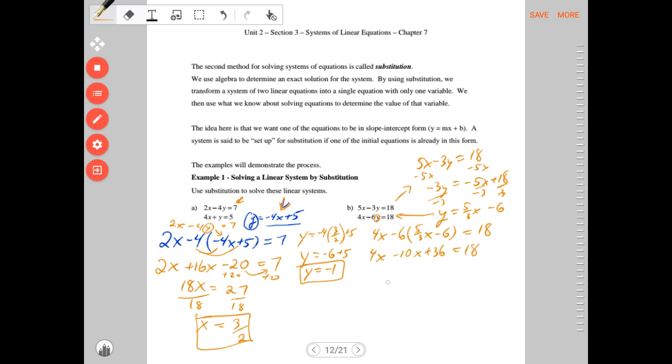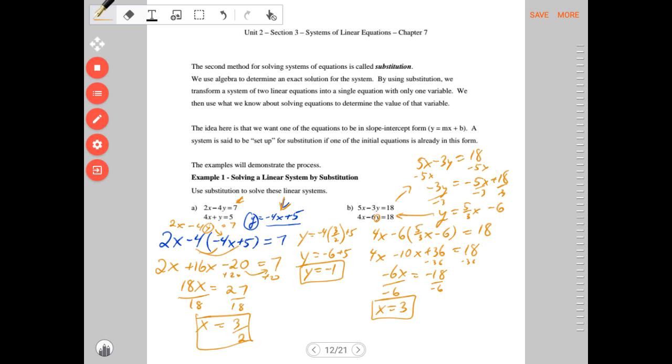Okay, so 4x minus 10x is -6x. And I go minus 36 minus 36. Well, 18 minus 36 is -18. Divide by -6, divide by -6, and x equals positive 3.